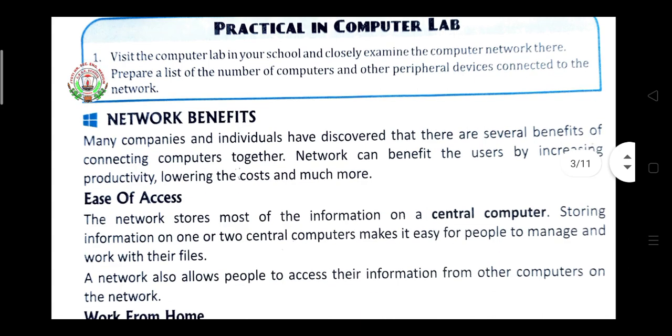Then network benefits. Which are the network benefits? Many companies and individuals have discovered that there are several benefits of connecting computers together. A network can benefit the users by increasing productivity, lowering cost and much more.